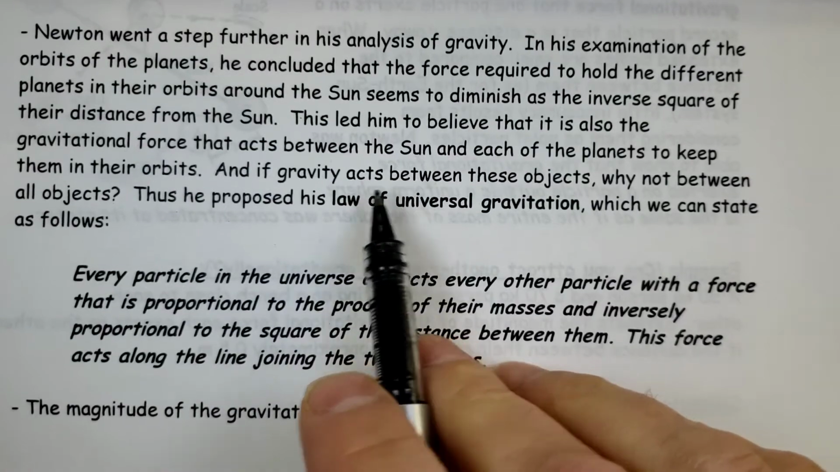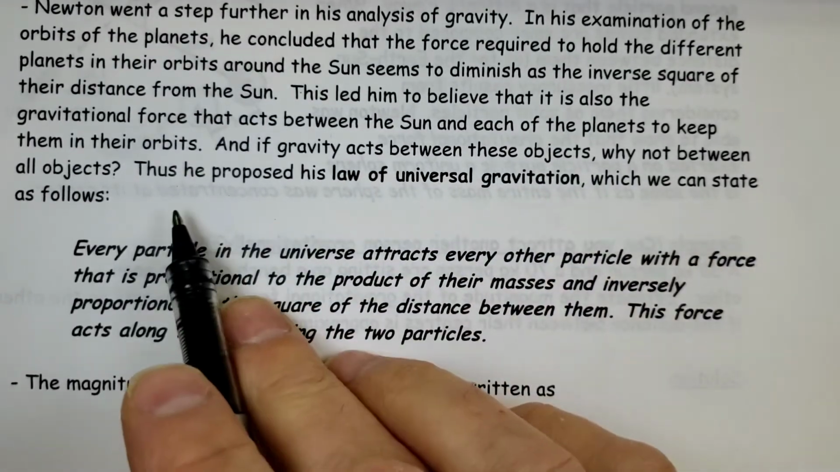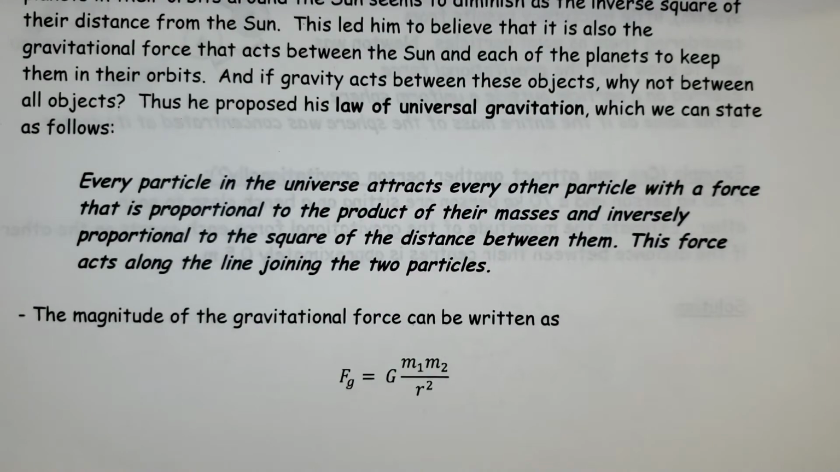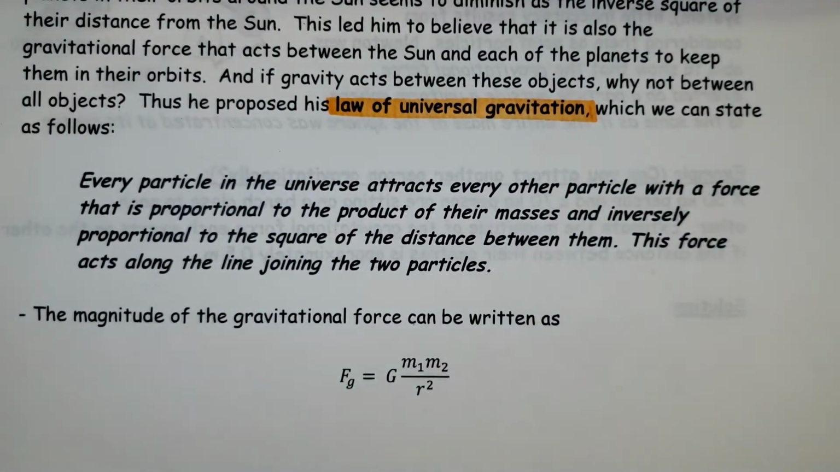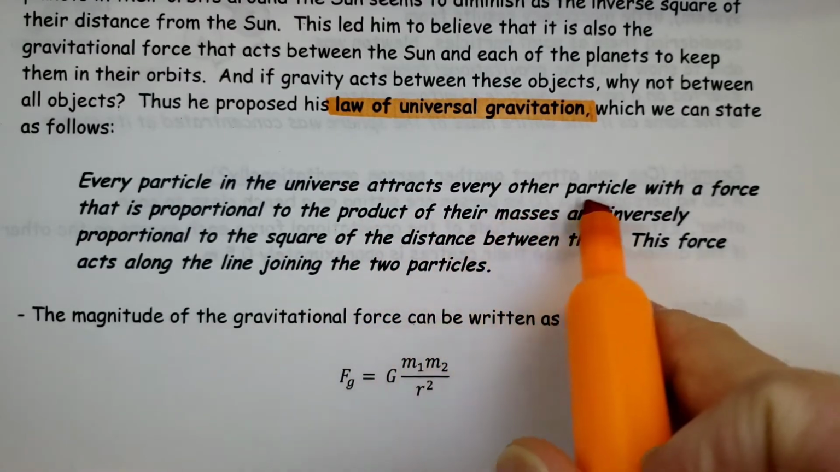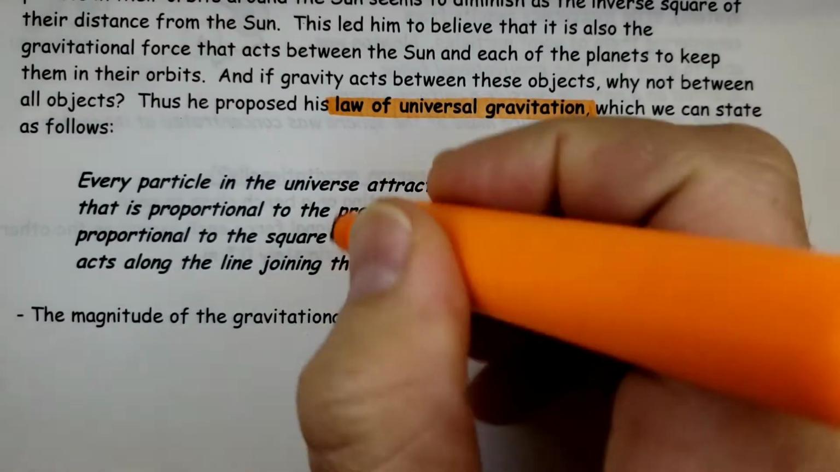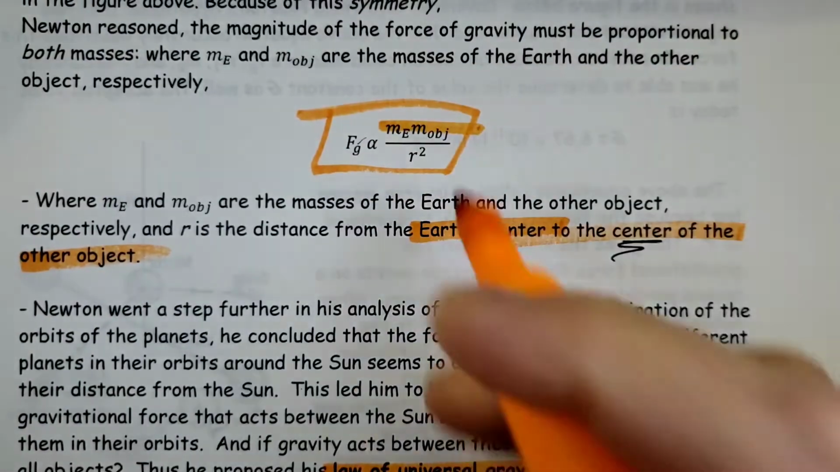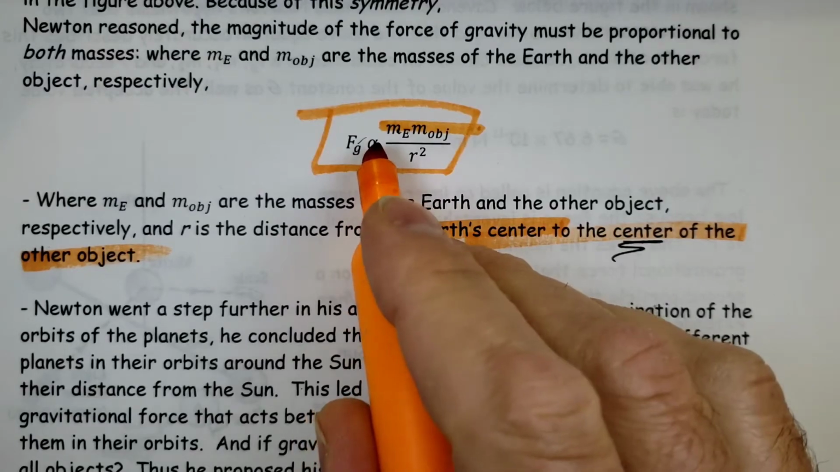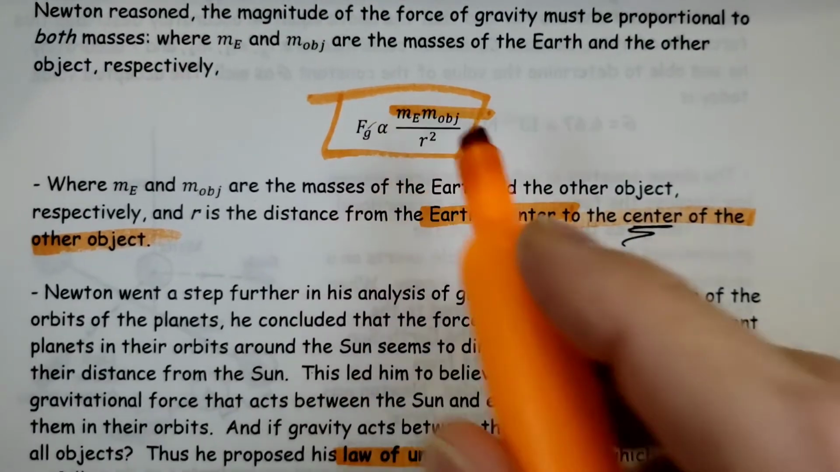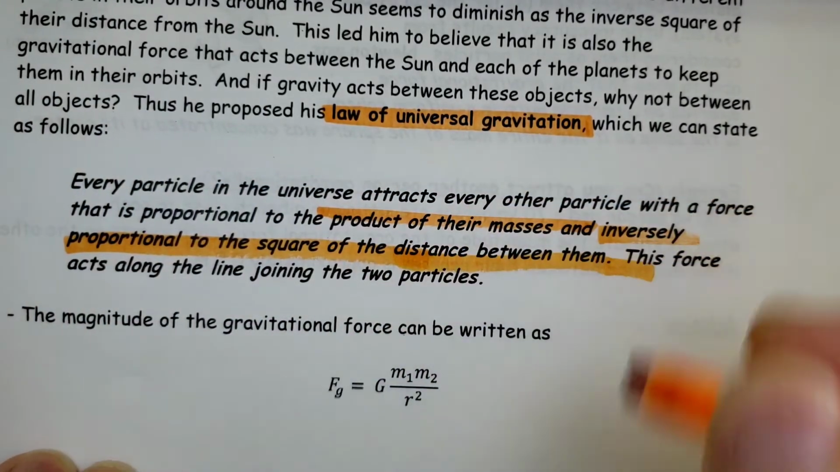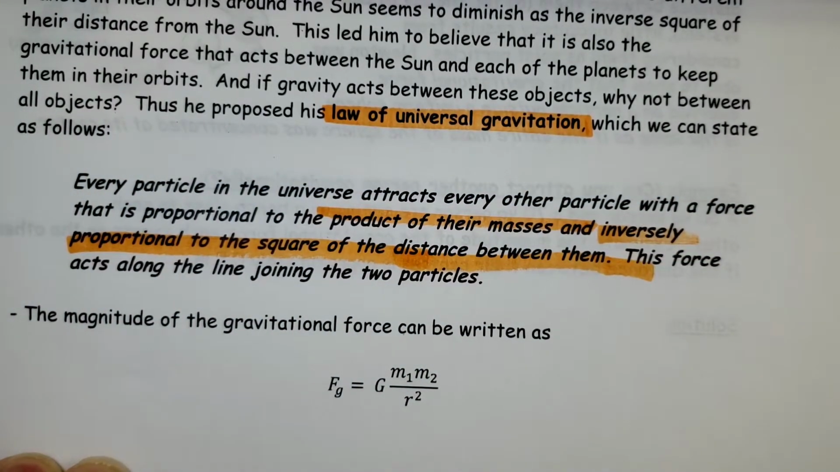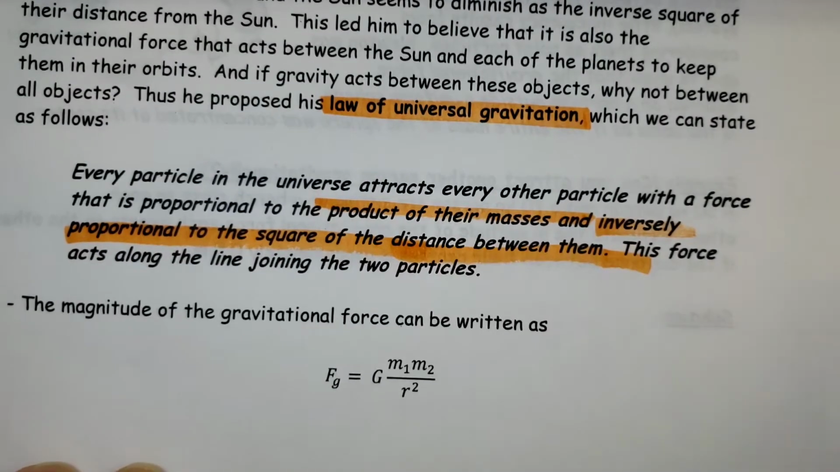And if gravity acts between these objects, why not between other objects? Thus he proposed that wherever you are in the universe, we have this relationship. Every particle in the universe attracts every other particle with a force that is proportional to the product of their masses. Remember, the alpha symbol means directly related to. So it is directly related to the product of their masses and inversely proportional to the square of the distance between them. This force acts along a line joining the two particles.